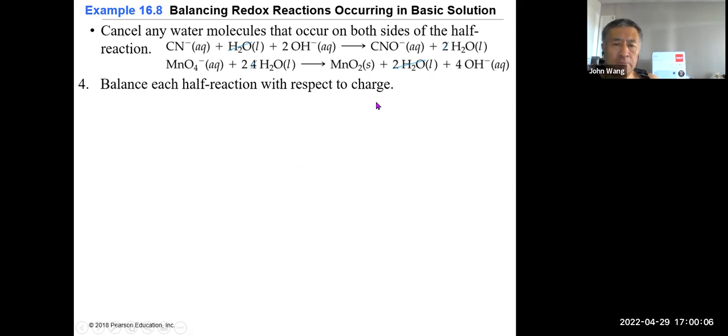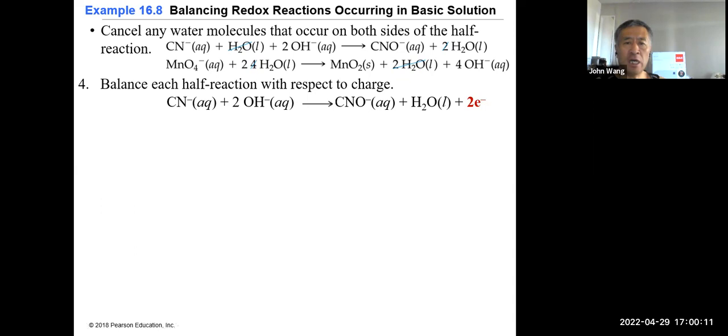Okay, now we have clarified our equation, then we check the charge. For this equation on the top, after we cross out the water, because water doesn't matter, it doesn't have a charge. So here is negative one, and they have two times negative one, so you have negative three. This is negative two, and this is negative one, so negative one plus negative two is negative three on the left. So here's the net of negative one. Therefore, you add two electrons to also give a negative three. That's why we put two electrons here.